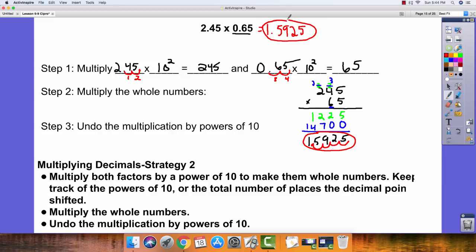And if I'm just thinking about it, this answer makes sense because I know that my product should be less than 2 and 45 hundredths since I was multiplying it by a factor that is less than 1. All right. So the tricky part of strategy 2 is just making sure that you undo the multiplication by powers of 10 when you are done multiplying your whole numbers. So that's why you want to keep track of how many times your decimal point moved when you're making your factors whole numbers.